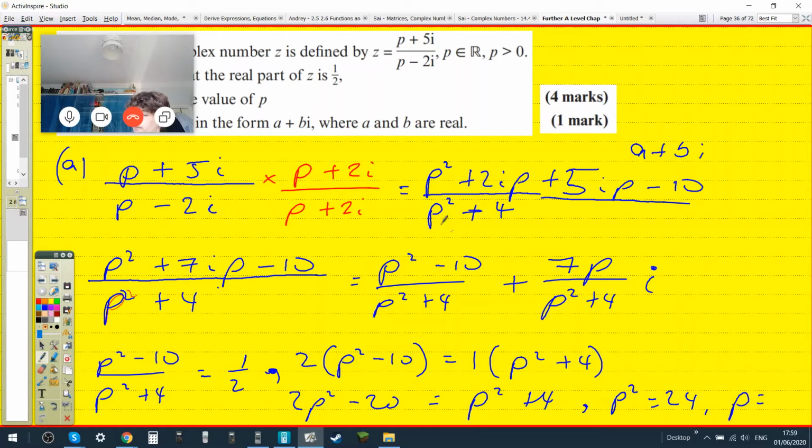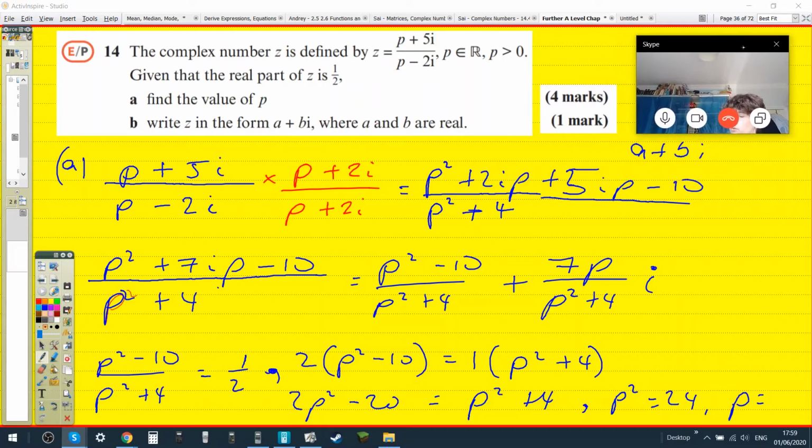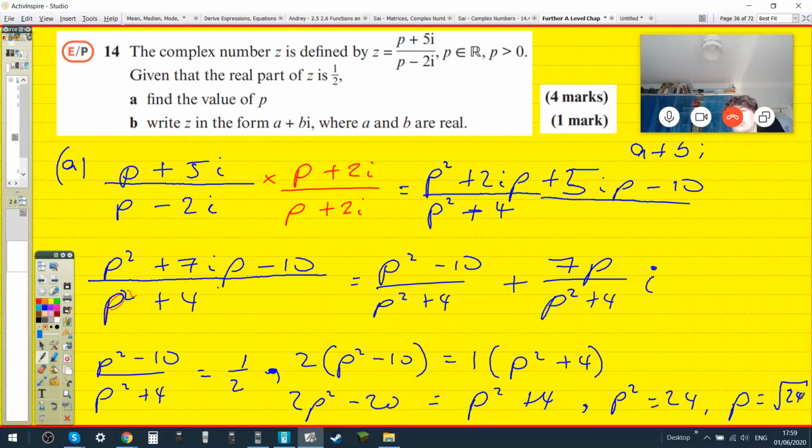So then p is equal to, what did we say before? Not 9. 4 root 5? No, 2 root 5. Yep. Or just root 24. And it would be plus or minus, but p is greater than 0.